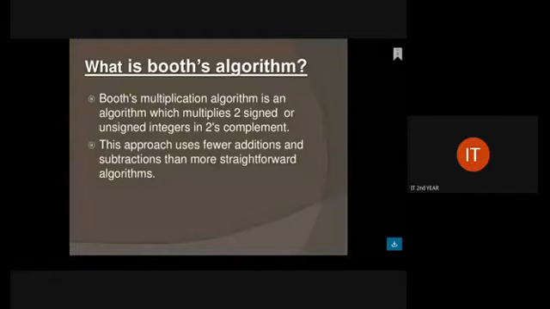Firstly, what is Booth algorithm? Booth algorithm is a normal algorithm which multiplies two signed integers or two unsigned integers along with the concept of 2's complement. We have already discussed 1's complement and 2's complement in the previous videos. Just go and check those videos. So this is a basic approach which uses fewer addition and subtraction operations that are very much involved in the straightforward algorithm of using basic binary multiplication.